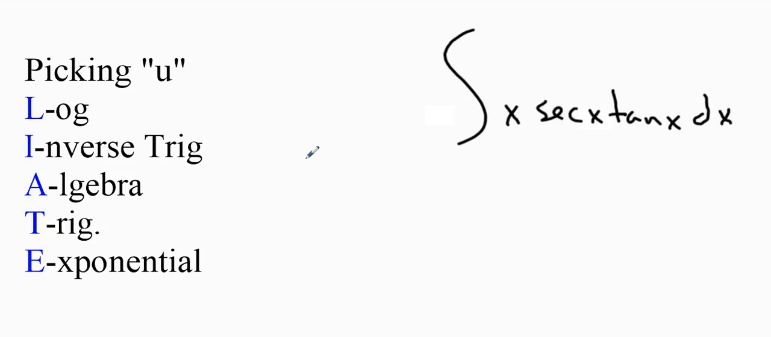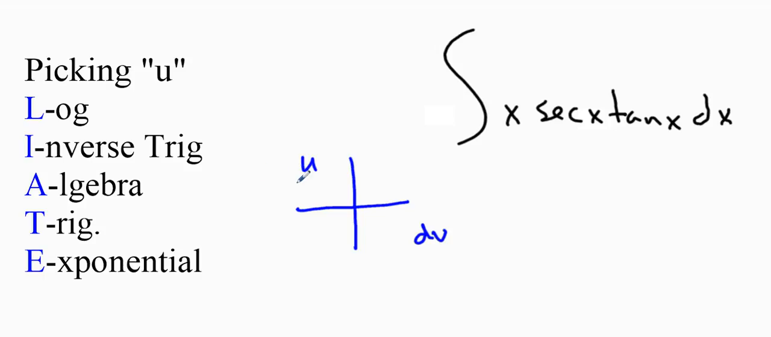Well, first off, we've got to look for our u. That's our first thing. After we find our u, I'm going to create a dv. All right, dv right here. For my u, I'm going to use this acronym to help me pick out u: log, inverse, algebra, trig, exponential. Light or little integrals always taste excellent. Something weird, just helps you remember.